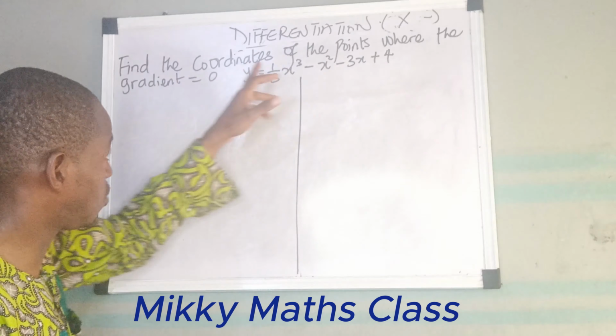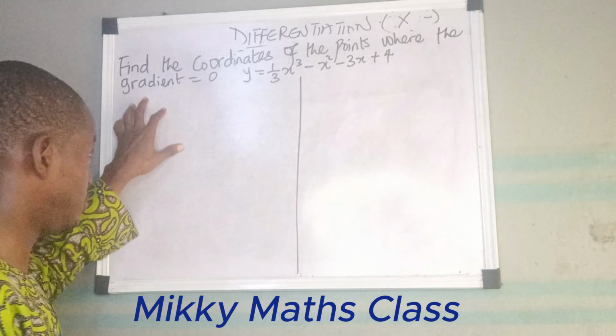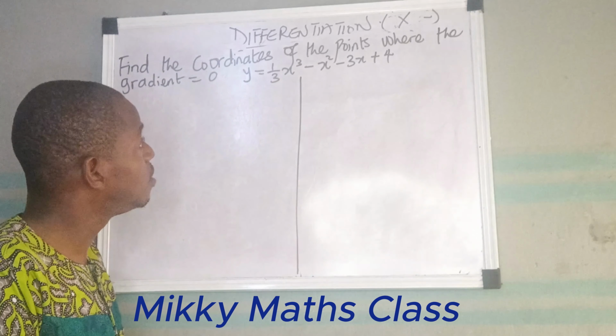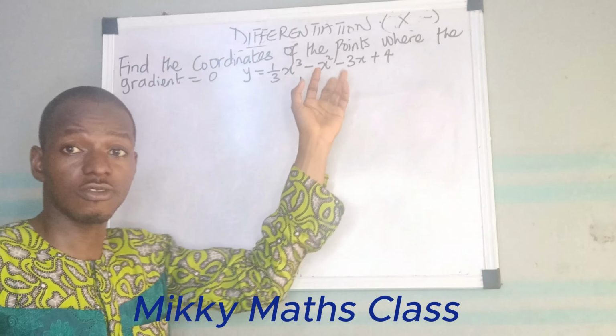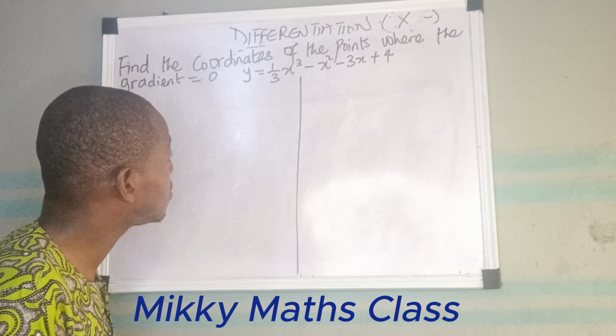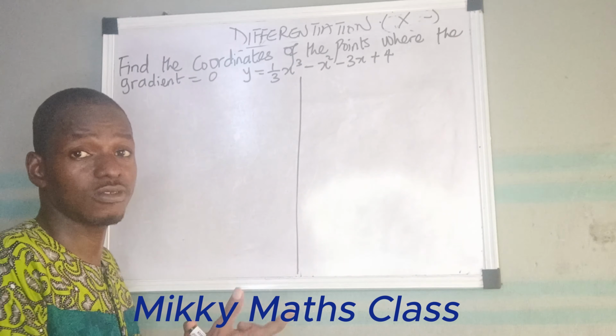This question says, find the coordinates of the point where the gradient is equal to 0. y equals 1 over 3 x to the power 3, minus x to the power 2, minus 3x, plus 4. The first thing we do, we differentiate this function. The answer we get when we have differentiated, we set it equal to 0 to get our x. Once you have gotten the value of x, bring it back to this equation or function and put it in to get y, because the coordinates mean the x and the y.